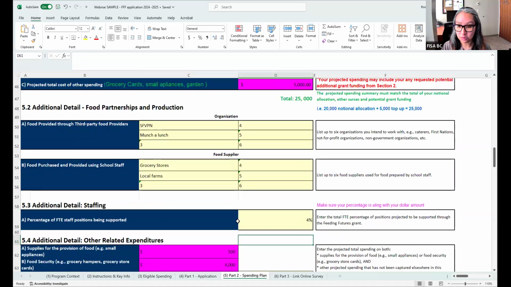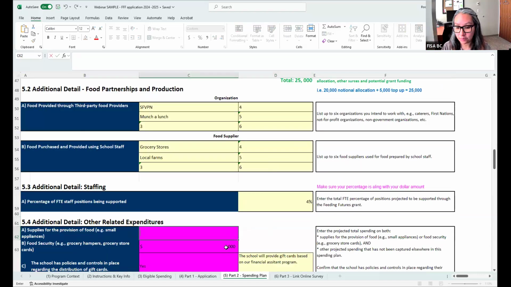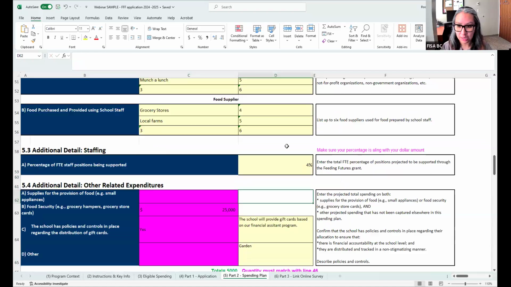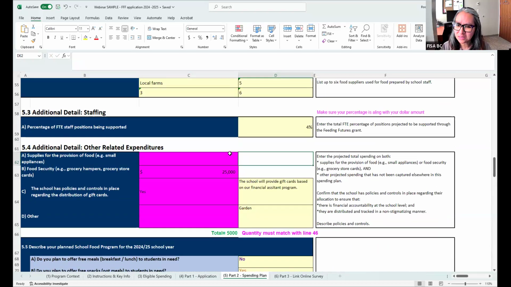That is the same amount that I should be writing here. If you say, you know what, I'm not doing this, I'm using all my $5,000 in gift cards, this is the place where you put your 5,000. If you say, you know what, I'm actually using all my money in gift cards, this is the place where you put all your money, and this should be empty. Well, this should be empty and this should be 25. So hopefully that makes sense.